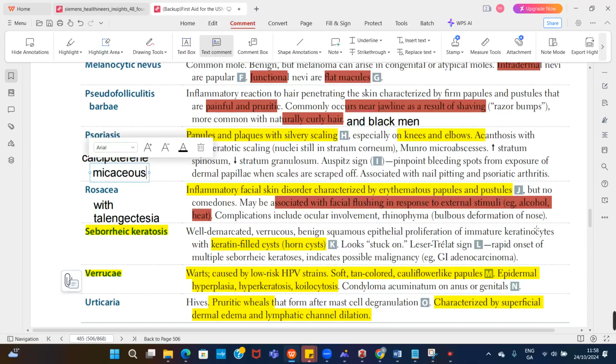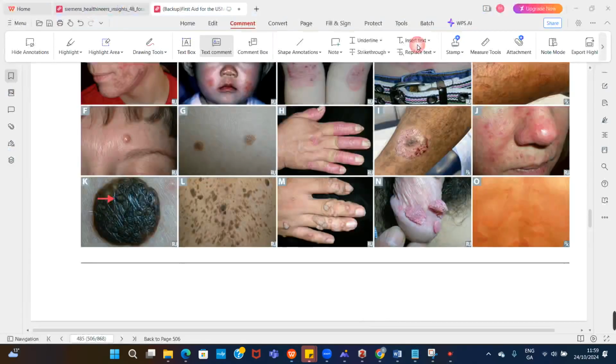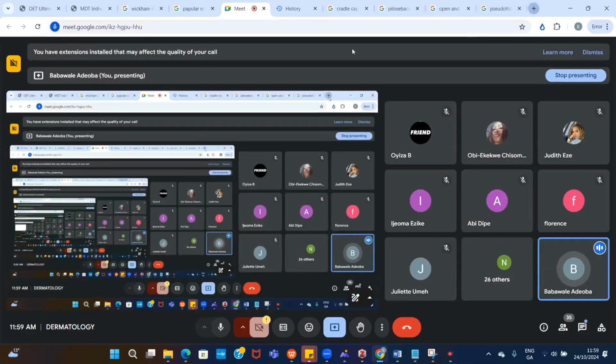For step 2, the approach to treating is different. Step 1 will not ask you for the treatment. They will just ask you either for the pathophysiology, or what is involved, or the diagnosis. That is what you need to know.